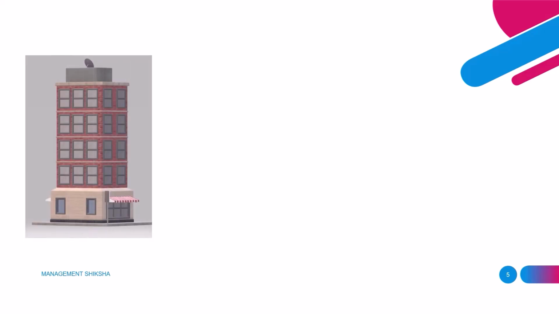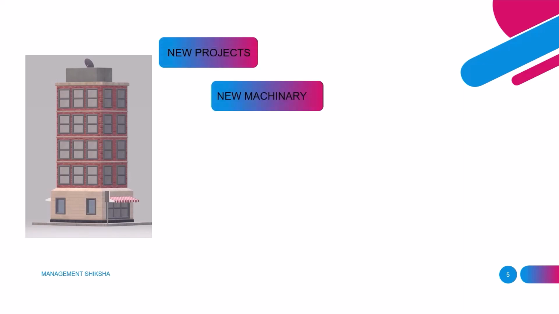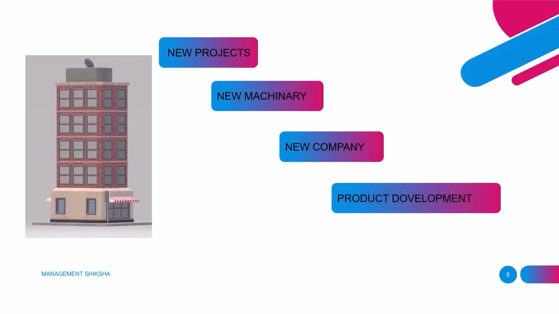Similarly, organizations also have a lot of choices to invest their money in different sectors. They can invest their money in a new project, purchasing new machinery, acquiring a new company, a merger, or developing a product. So the company can select the best project from all these alternatives, the project that can return the profits.